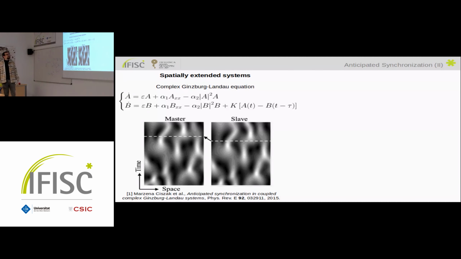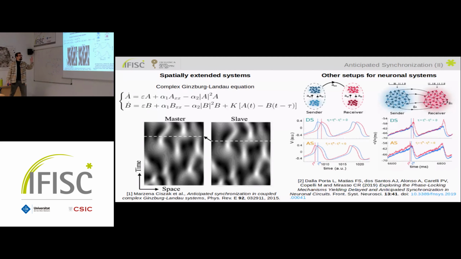And well, this has been studied also in a lot of different setups. I also wanted to mention a couple of slightly different setups that are still very, very interesting, which are these two setups for neuronal models. And for instance, here they have a very similar configuration as I have already explained. They have some model for some group of neurons.